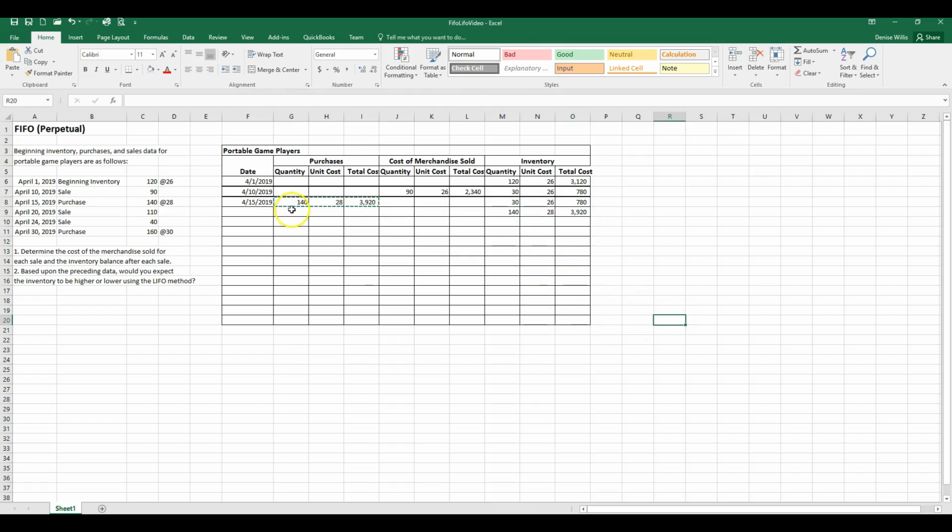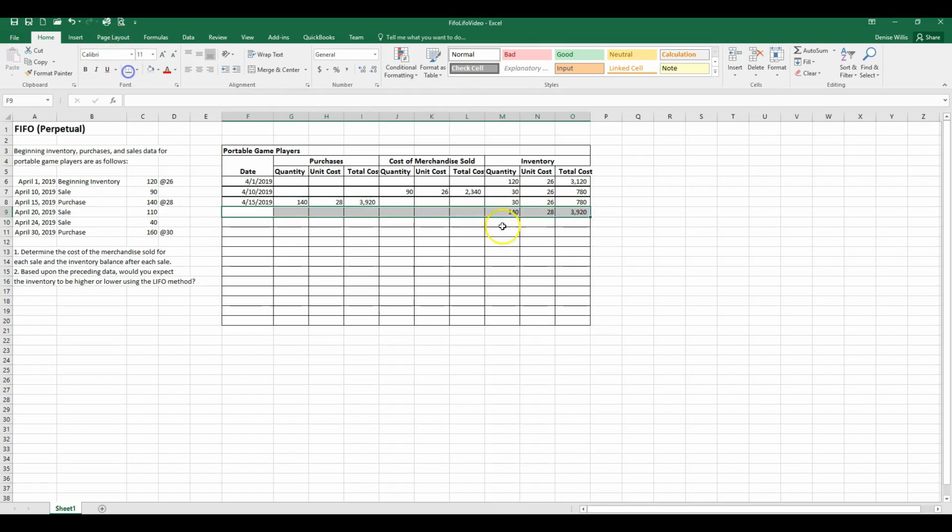So what do we have at the end of April 15th? You'd have to look at both of these. We have 30 at 26, we have 140 at 28. Altogether, we have 170 units. And if you wanted to know the total value of that inventory, you'd have to add these two together. We can quickly do that just for curiosity here. If we add $3,920 to the $780, the value of our inventory at that point is $4,700.